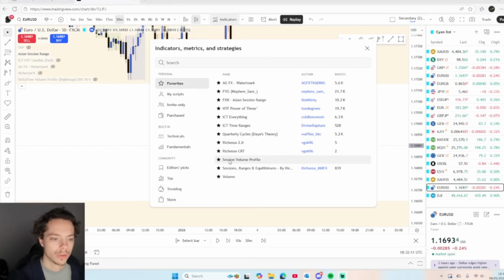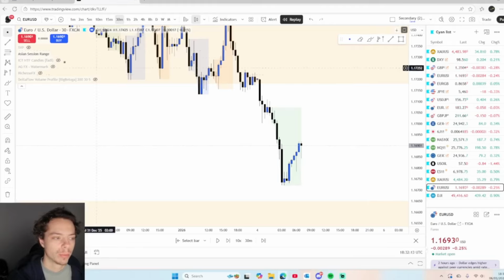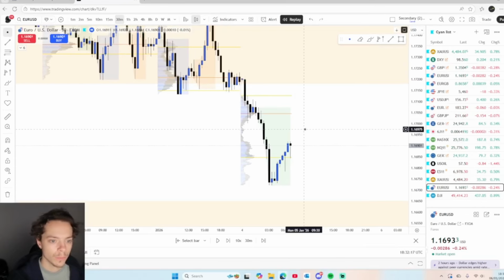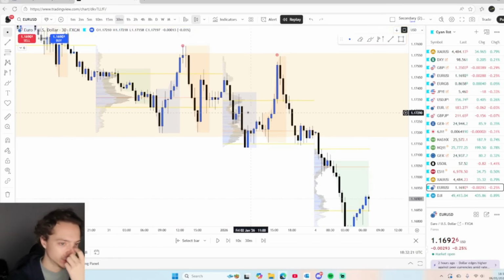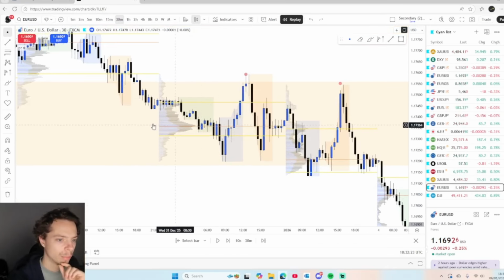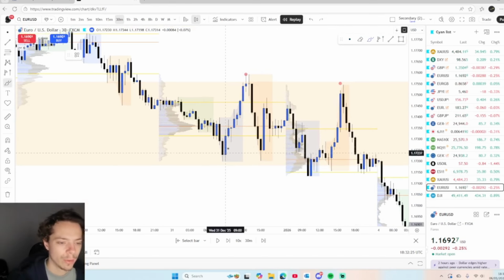Right, so now I'm going to turn on this indicator here, session volume profile. This is essentially just going to draw on a volume profile for every day. So you can see there's one there, there's one there. And also, by the way, when you draw this on, you can see very well how the value area acts.